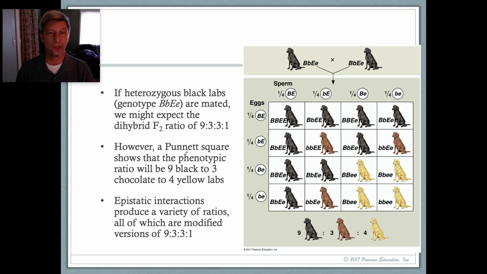of these genes. So their genotype is big B, little b, big E, little e, and if they're mated, we would expect the 9:3:3:1 ratio that you would find in Mendel's F2 dihybrid cross. However, that's not the case. In this case, you end up producing sperm and eggs in these ratios. 1/4 will be two dominant, 1/4 will be little b big E, 1/4 will be big B little e, and 1/4 will be both recessive genes.